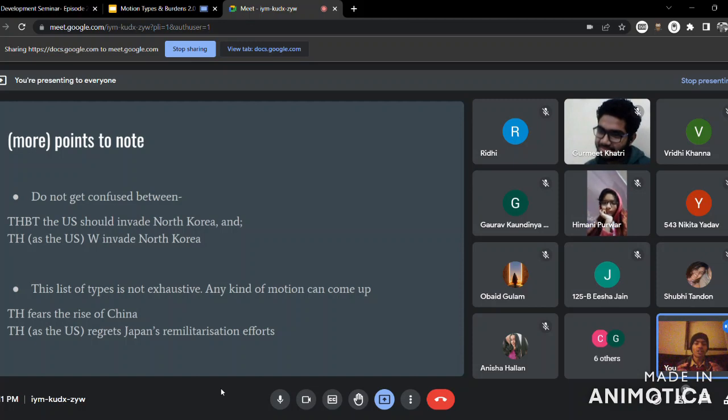This house fears the rise of China. Now you will say, "Akshat didn't teach any motion called fears, what do we do in this?" What you need to do is use your brain. Be calm, don't panic, just use your brain. Remember what types of motions we explained.